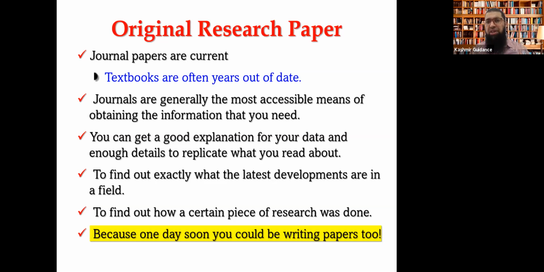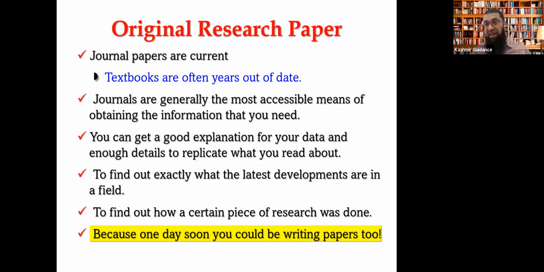We can say they are often years old. So the things written in the books may be 20 years old, 15 years old, 10 years old. But whenever you find an original research paper, it means it is the current information. You get the information very currently, very crisp, and the information is very real. It is very original, and it has not been published anywhere previously. That's what we can say.